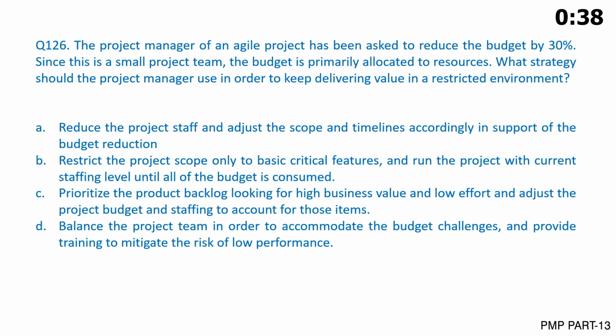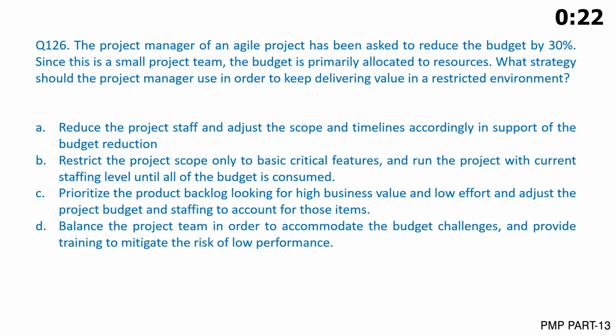A. Reduce the project staff and adjust the scope and timelines accordingly in support of the budget reduction. B. Restrict the project scope only to basic critical features, and run the project with current staffing level until all of the budget is consumed.